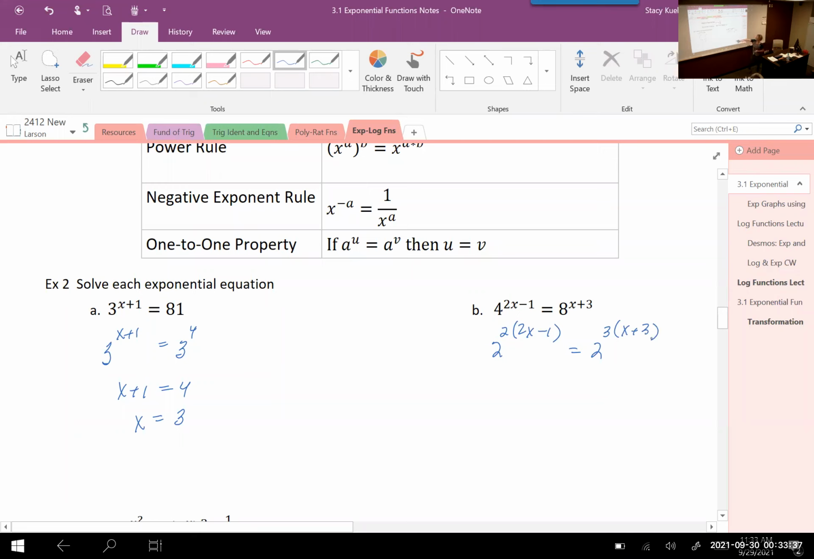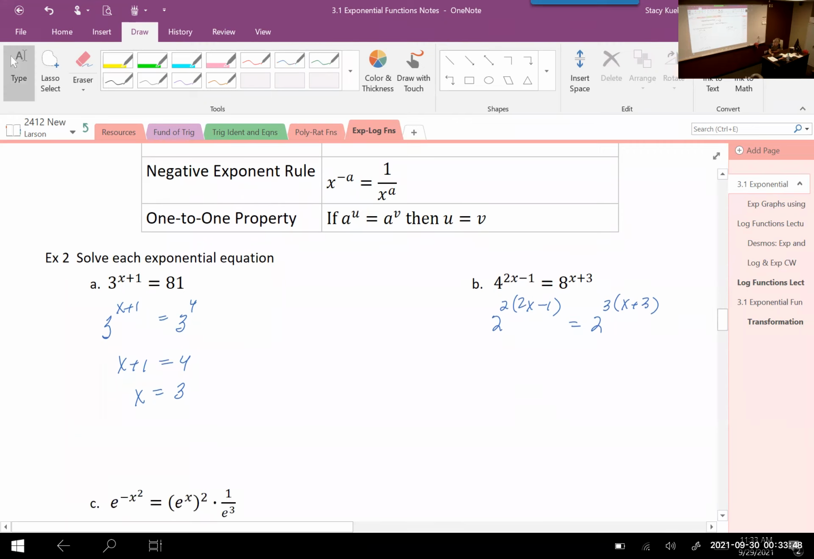So although I have a 4 and an 8, you have to break it down to where you can rewrite it as two bases that are exactly the same. So now we have 2 and 2 as the bases, so we're going to write these as 2 times 2x minus 1 equals 3 times x plus 3. Distribute. 4x minus 2 is equal to 3x plus 9. So I'm going to subtract 3x and I get x. I'm going to add 2 and I get 11.